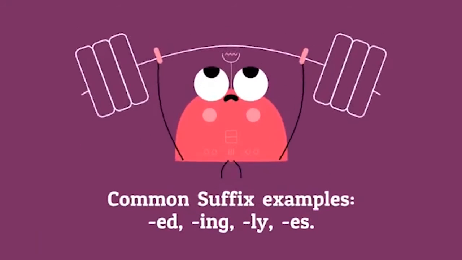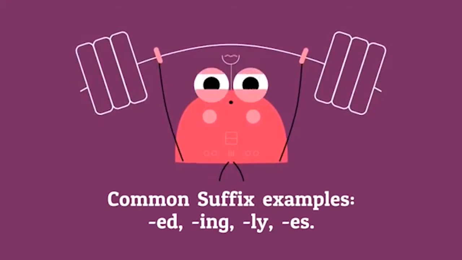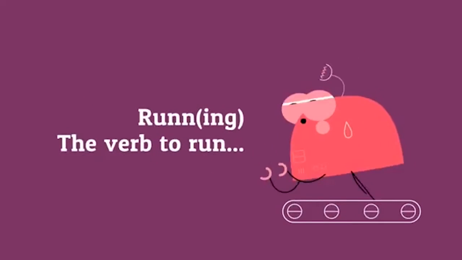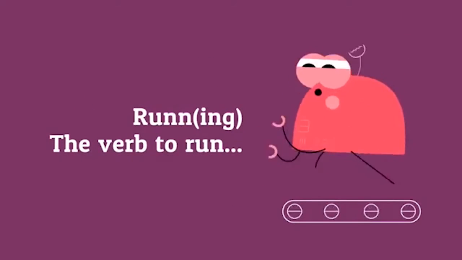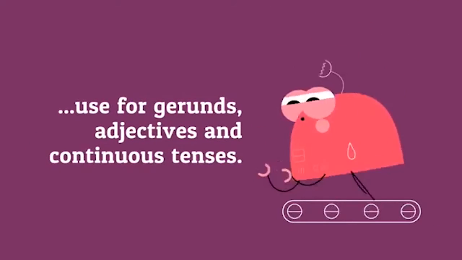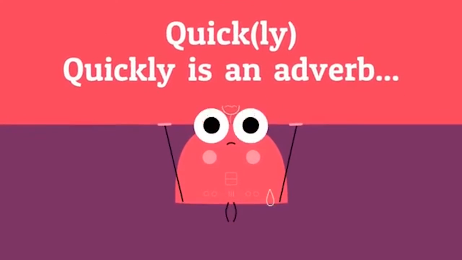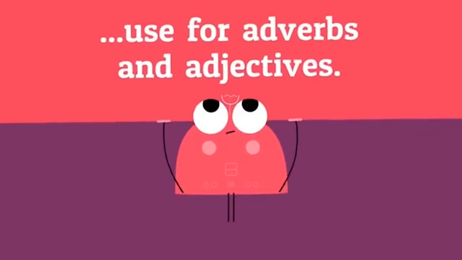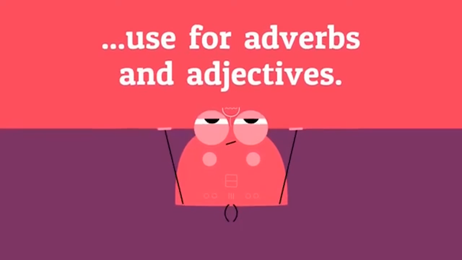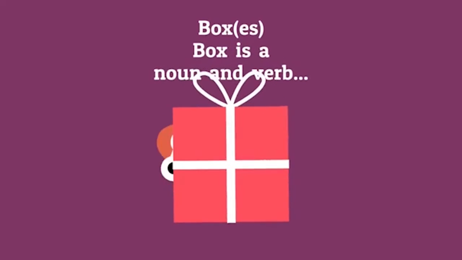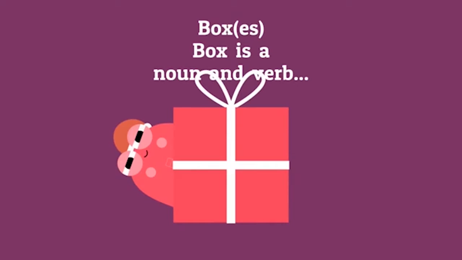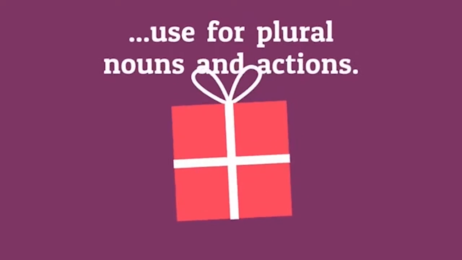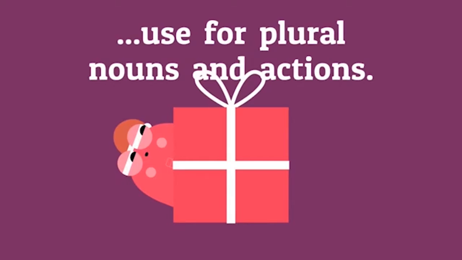Common suffix examples: ed, ing, ly, and es. Running, the verb to run. Ing is used for gerunds, adjectives, and continuous tenses. Quickly. Quickly is an adverb. Ly is used for adverbs and adjectives. Boxes. Box is a noun and a verb. Es is used for plural nouns and actions.